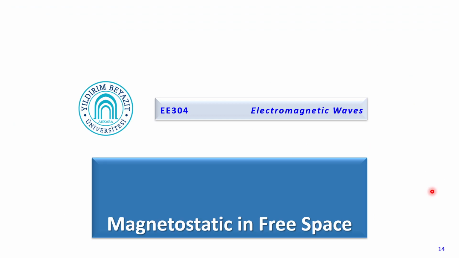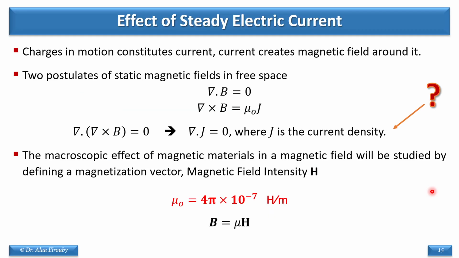Now we're going to start studying the magnetostatic field in free space. So charges in motion constitute current. Current will create magnetic field around. So what we are studying here is the steady state current.